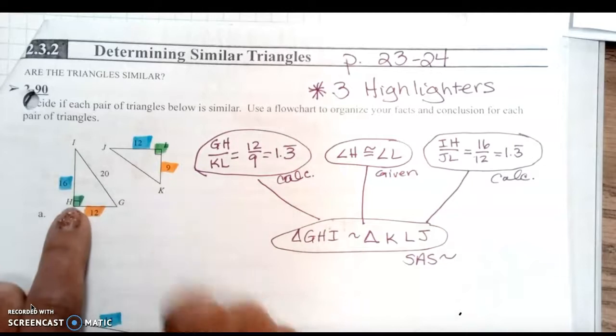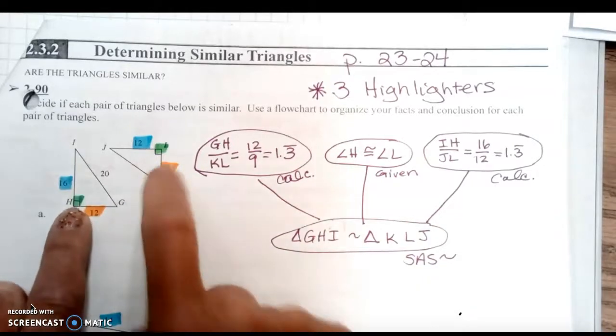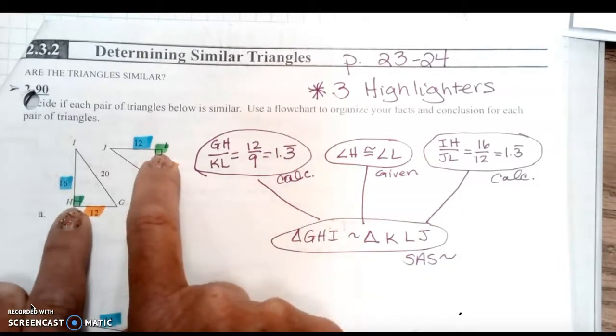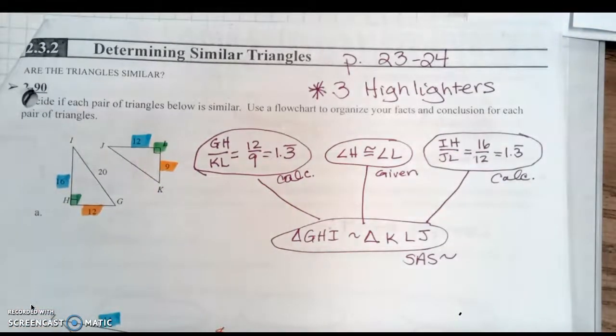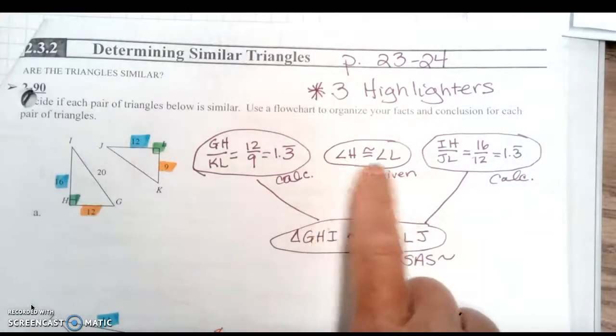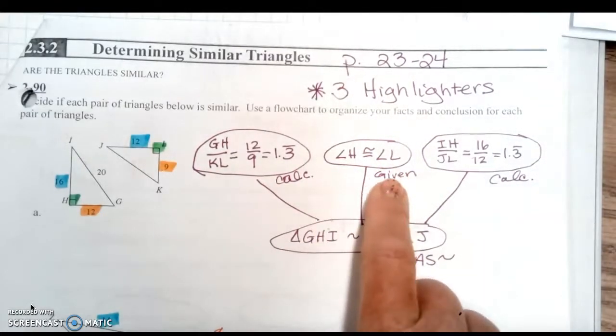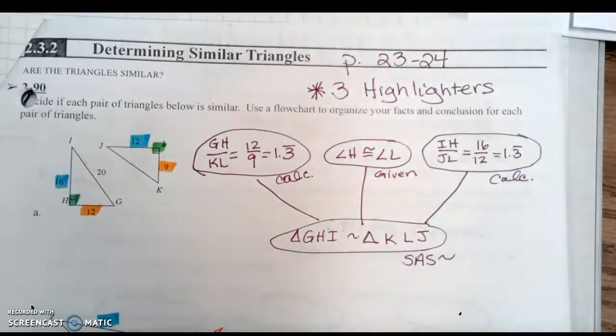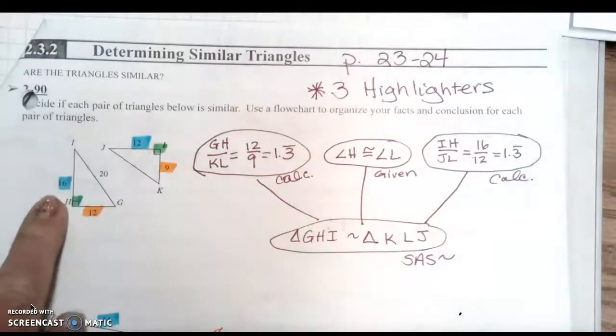Then I notice that I have a little box here and a little box here. So I took my highlighter and I highlighted them the same color. So choose a different highlighter, but highlight them both the same color. Okay, the little box is for a right angle. So they're both 90 degrees and they're both congruent. So I'm just going to write that angle H is congruent to angle L, and that was given information. All right.